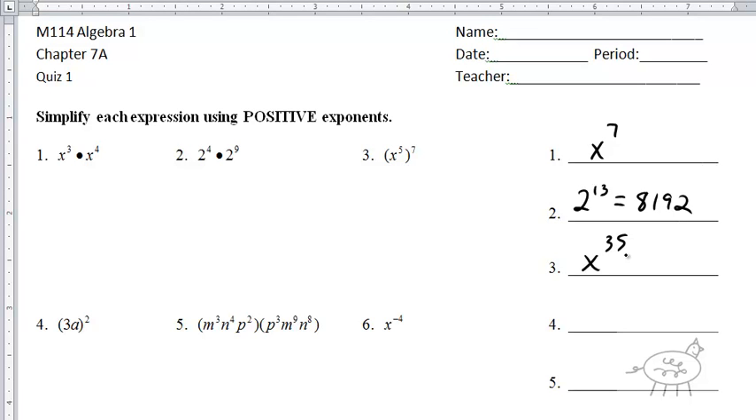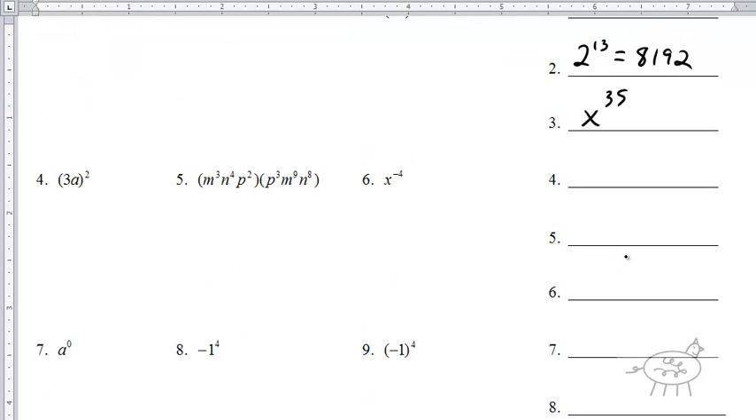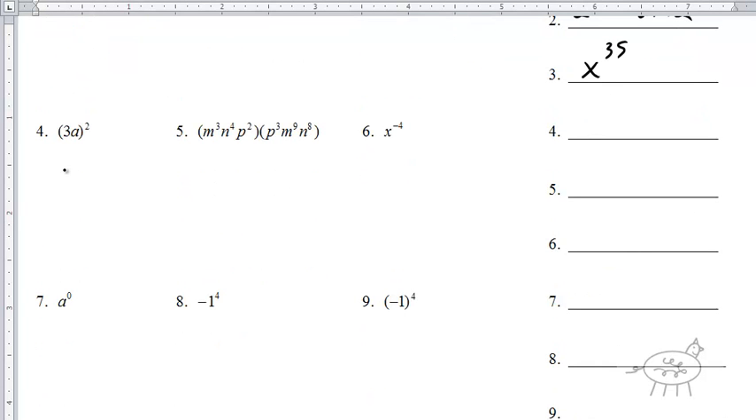Now we start getting into a few more aggressive type problems. We get some negative exponents, and the next one here, number 4, is 3a squared. That means you're squaring each one of those terms. So show the work. It's 3 squared and a squared. So that gives you 9a squared.